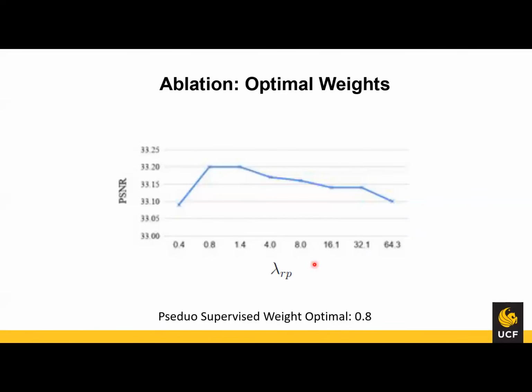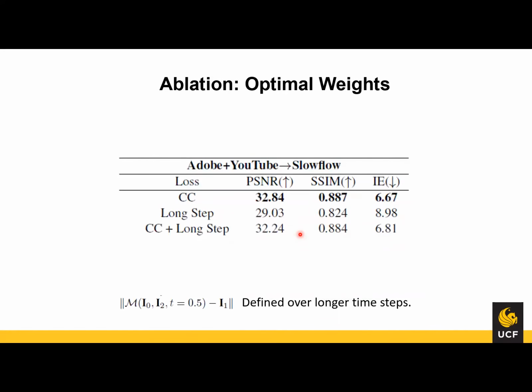So, ablation studies. Here they're trying to compute the optimal weights for the pseudo inverse network, and as you can see, we're losing values as we increase the pseudo supervised weights. But ablation here, the optimal weights. Now here we're trying to find out what's.